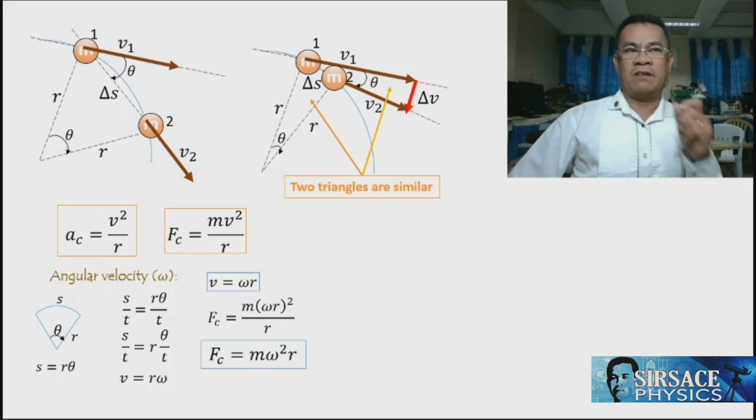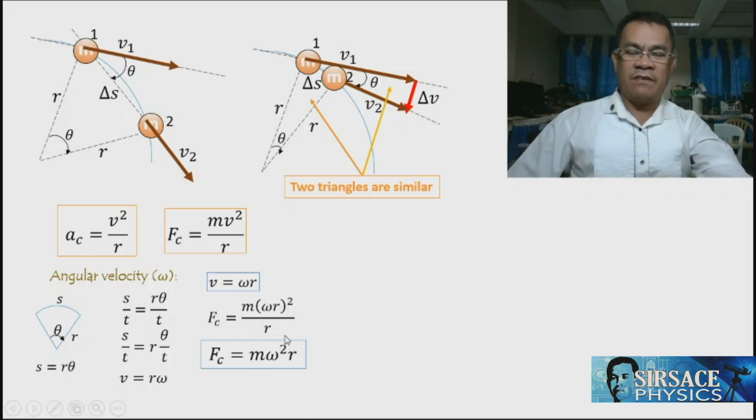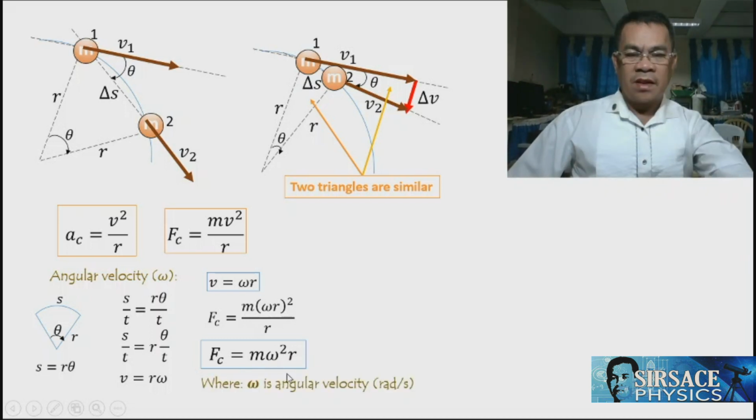Then the minutes should be converted to seconds. So revolutions per minute to seconds: 1 minute is 60 seconds. So therefore, you can convert. Before using the formula, make sure that the units are consistent. So, reminders: your omega, lowercase omega, is the angular velocity. The unit should be, and this is very important, radian per second.